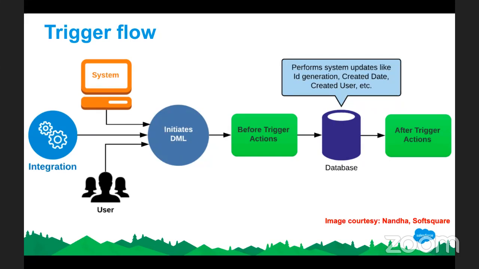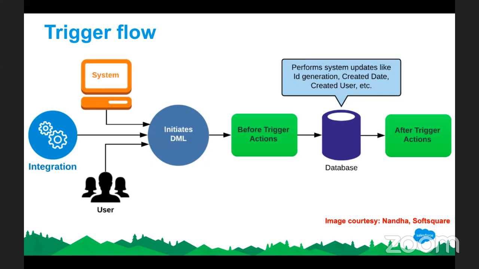In the database, it performs system updates like the ID generation, the created date setup, the created user setup. It will set the owner. Lots of things happen once the data reaches the database. And once it enters the database, what can be done? That is after trigger actions. So hopefully it gives you some idea of what is before trigger and what is after trigger.